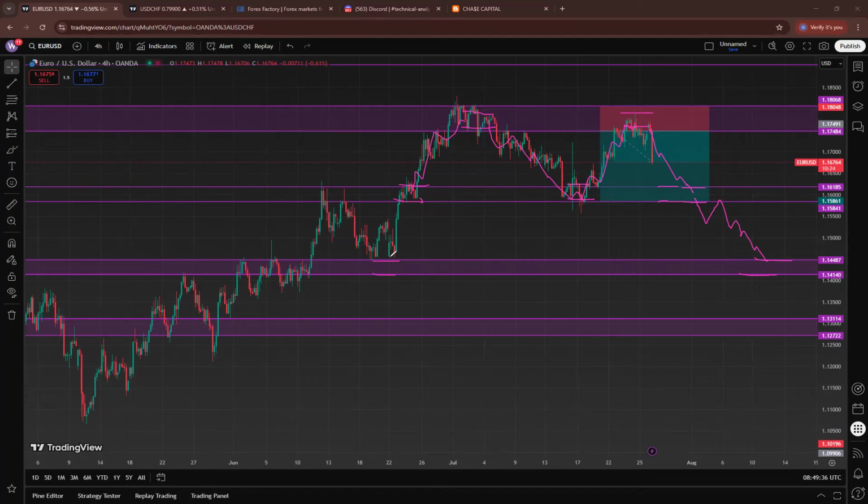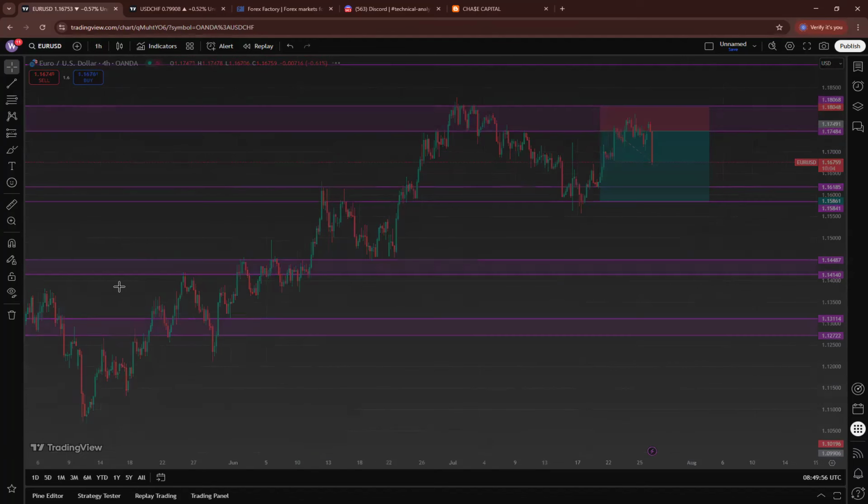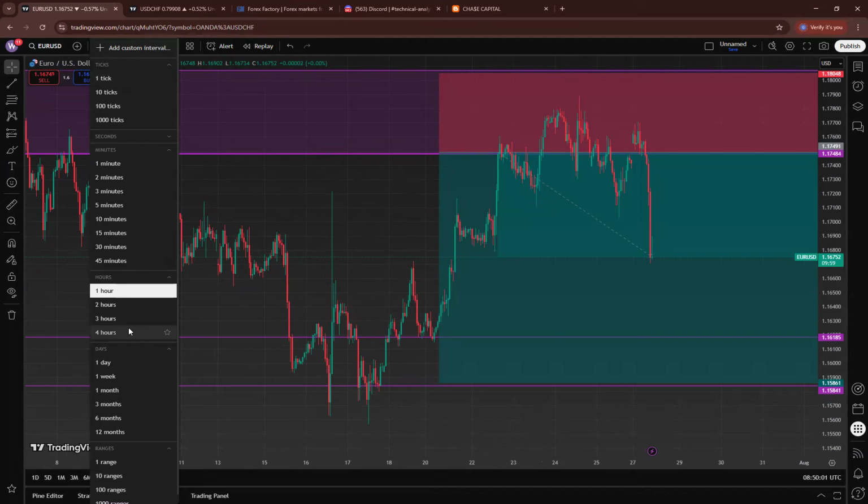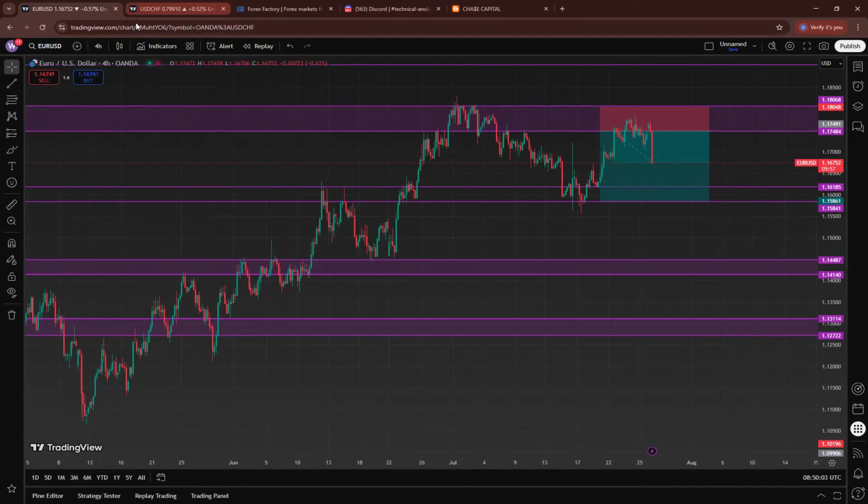But so far, one is that the sentiment is bearish. Two is that we will be expecting to see price come first up to the first level, which is 1.16180. Then from there we can expect either potential reversal or continuation after price taps into this level of interest. So let's observe and see how price reacts to that. But so far we are in some very good bearish momentum.